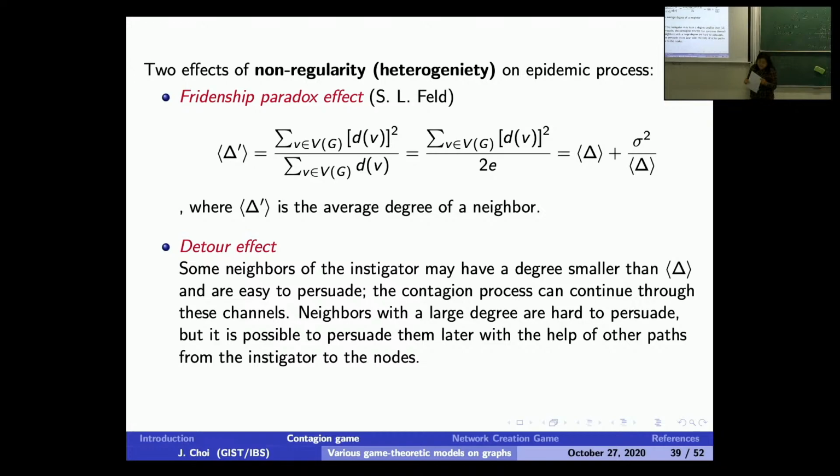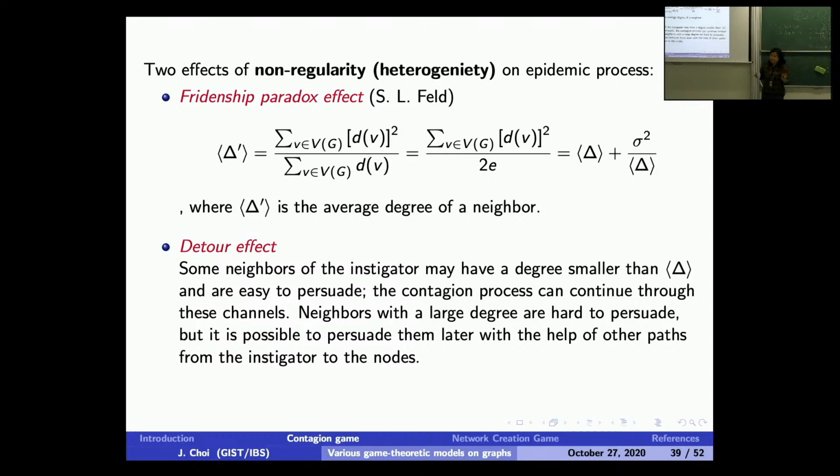So you may have heard of some complaints or comments like, your friends always have more friends than you do. No? You never thought about it? You're the one who has the most friends all the time? Not really, right? And that's not wrong, because if you calculate the average degree of your neighbors, it is bigger than the average degree of the whole graph, unless sigma, the standard deviation of the degree distribution, is zero. So if your graph is regular, then they are always the same, right?